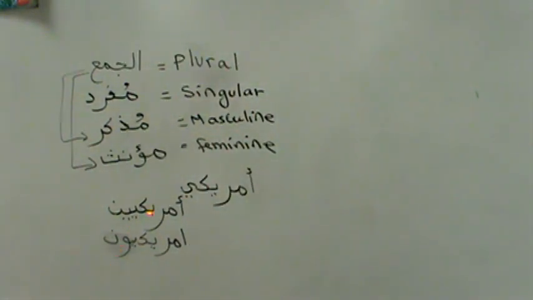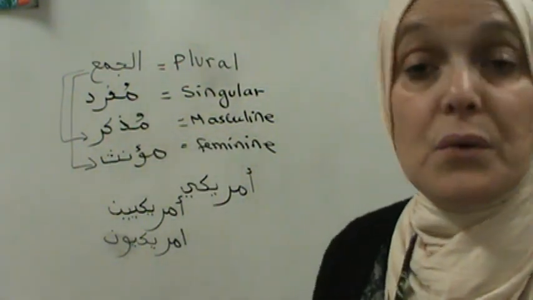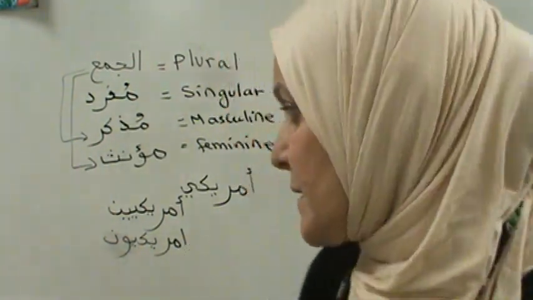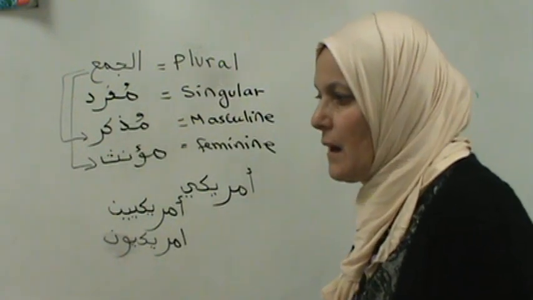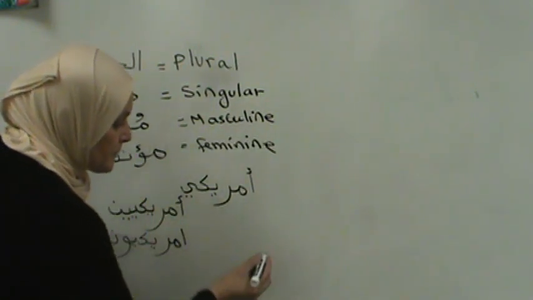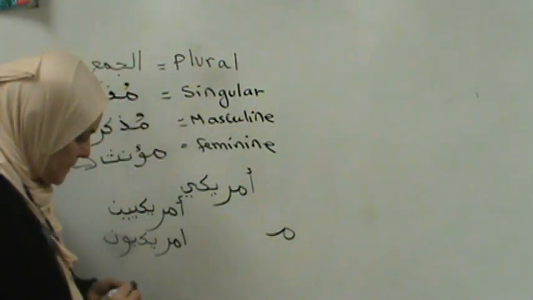Okay, أمريكيون and أمريكيين. So let's say this is for nationalities. We can also apply it to jobs. For example, what are the jobs we know? I can talk, I can think, مهندس. Okay, let me do it.